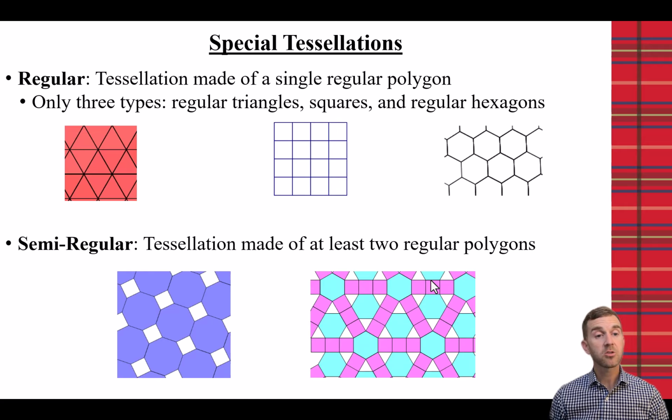Now, you can also construct semi-regular tessellations, and this is where you're using two or more regular polygons. For example, that's how we have the octagon and the square together. And here we have a hexagon, a square, and a triangle. So we're using those original regular polygons and then using them to make a new unique design. So we can create different shapes and options here as we go along.